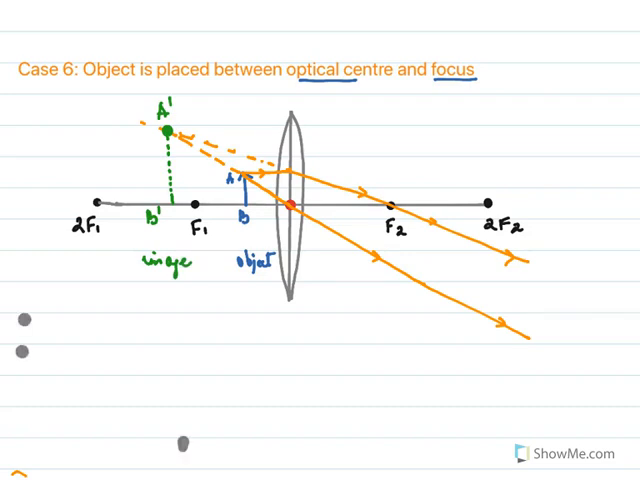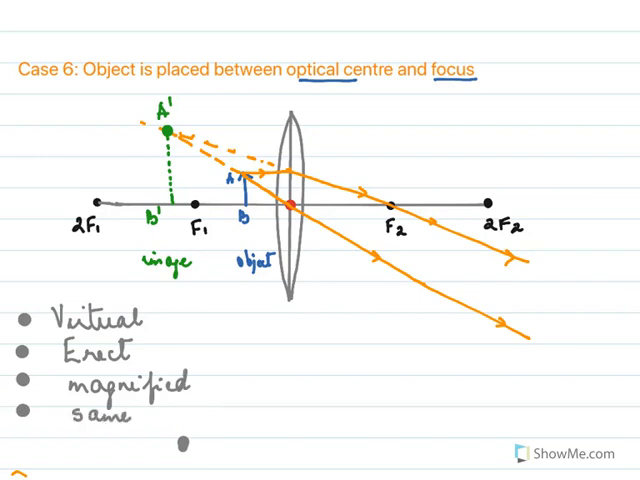Now for the characteristics of this image, it is virtual because the rays do not actually meet, they appear to meet. We have to produce them backwards. It is erect. If you see, it is magnified. The image is much larger than the object and on the same side as the object.